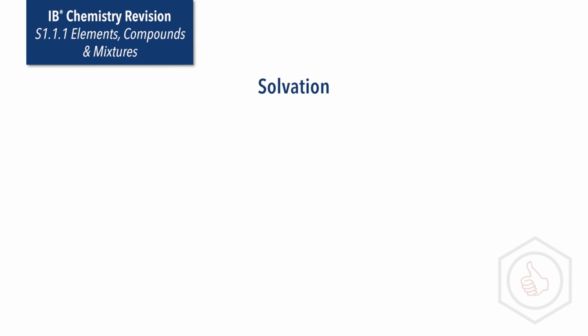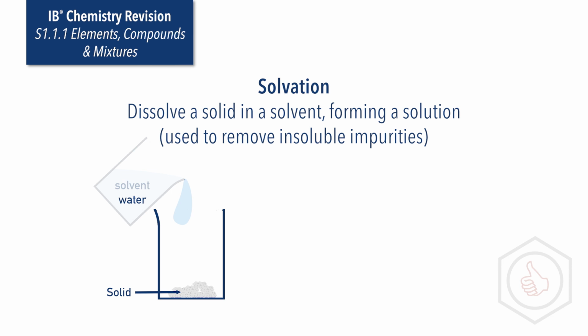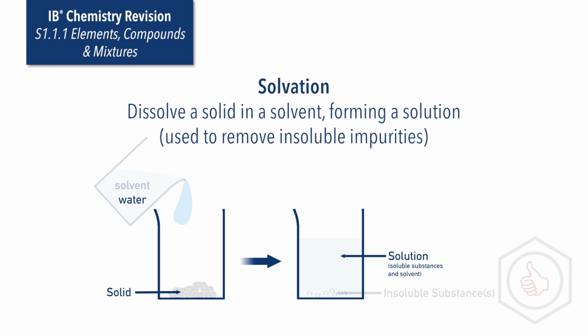Solvation is where we take a solid and dissolve it in a solvent to form a solution. Usually this is used to remove impurities, because if a solid contains impurities that won't dissolve in the solvent, as you add the solvent to the sample, the desired compound will dissolve and form a solution, leaving behind the insoluble impurities that you can remove by filtration. Then you can use evaporation to remove the solvent from your solution to end up with the pure substance.